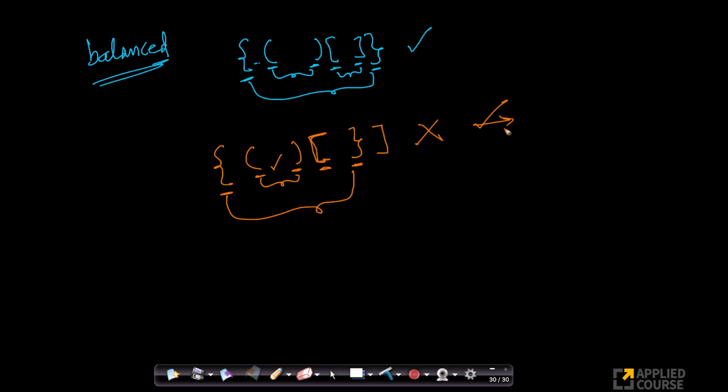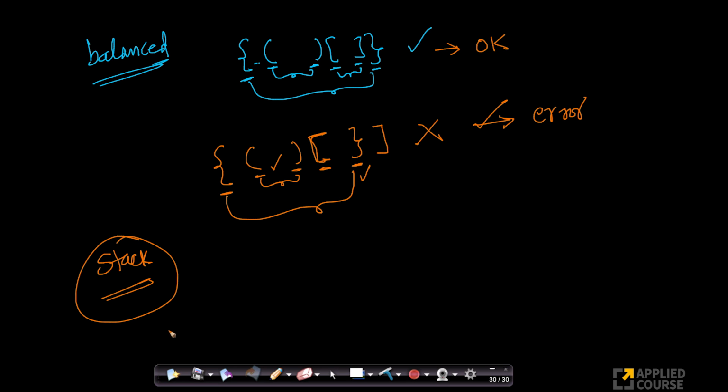If you get an expression like this, you have to say there is an error here, and here is where the error is. You also have to mention where the error is. Here you can say there is no error, everything is okay. How do we do that? Stack is a very popular data structure to solve this problem. Very, very interesting and simple. Now let's see how stack works to solve this problem.